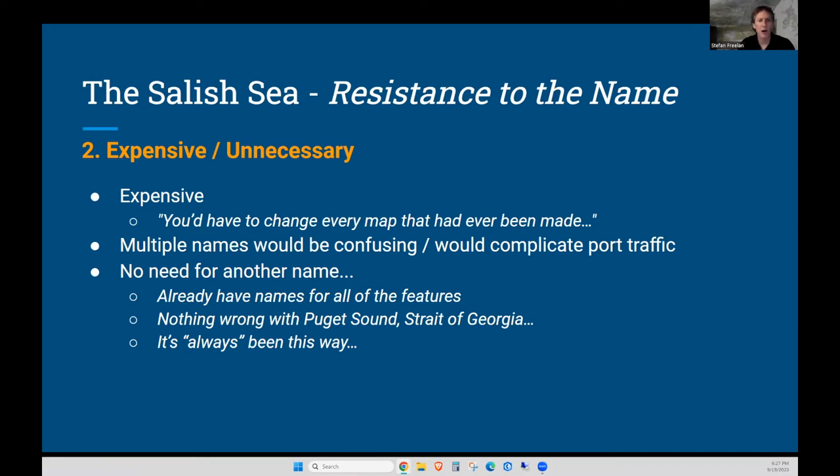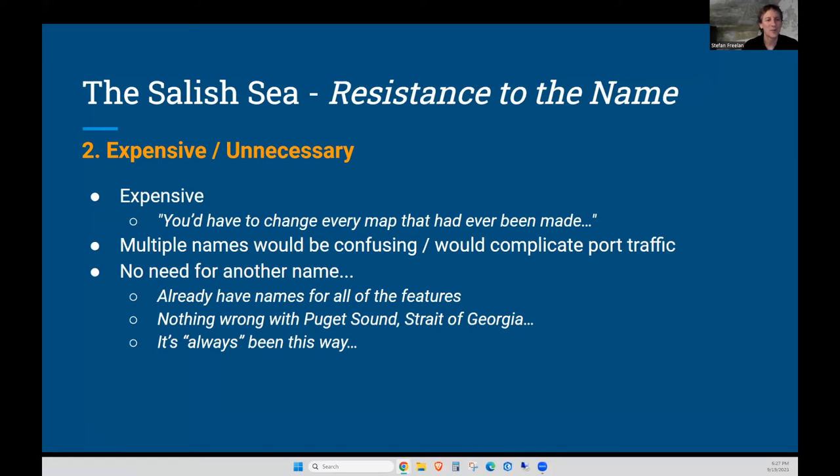You'd have to remake all the old maps. You don't have to remake any old maps, because if the old map said Puget Sound and it's still Puget Sound, there's nothing wrong with the old map. And I think that the ship captains are going to find Everett just fine with their GPS, regardless of what you call the Salish Sea. And to the point of, there's better things to spend our time and our money on, we really don't need another name, it's always been this way kind of thing.